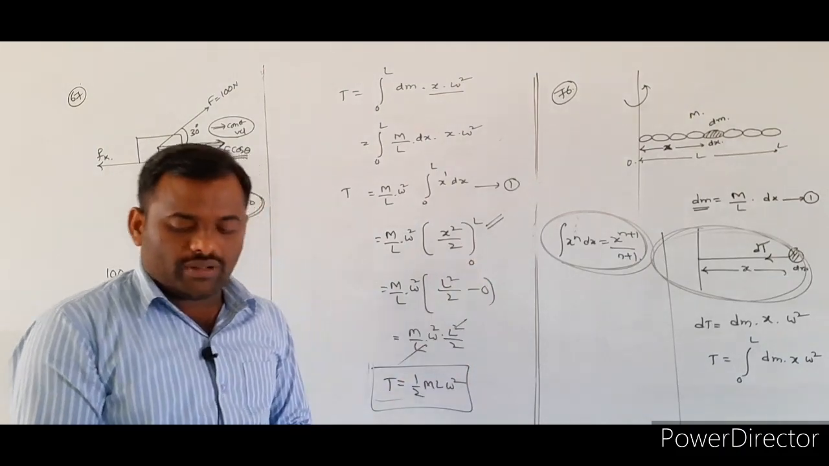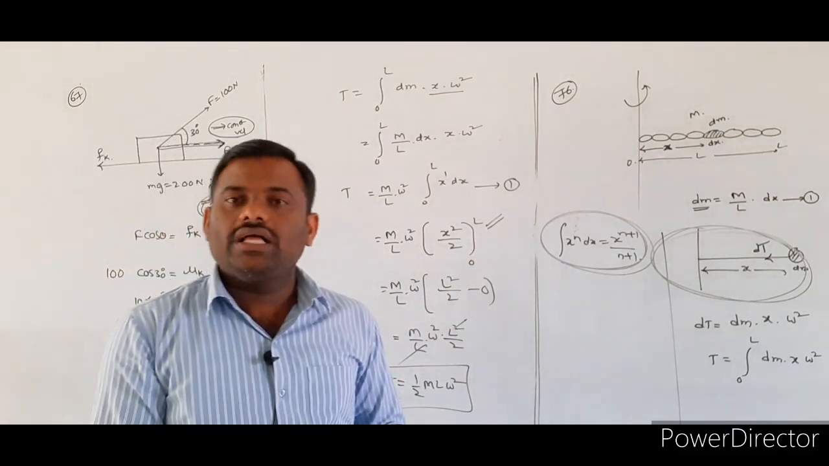Again, one more important problem. So option number 4 is the correct option. Next, numerical 78.